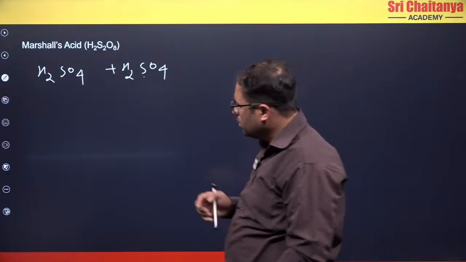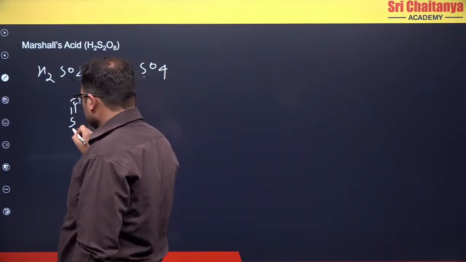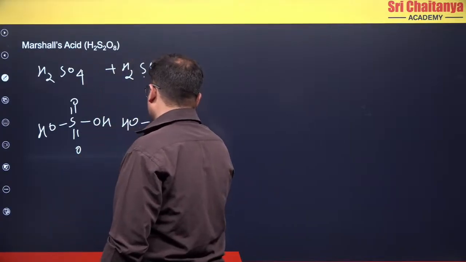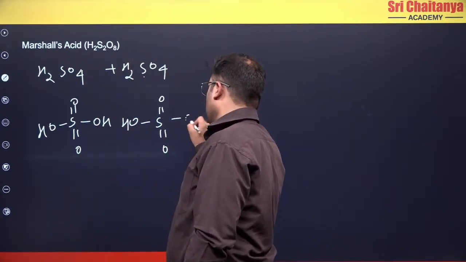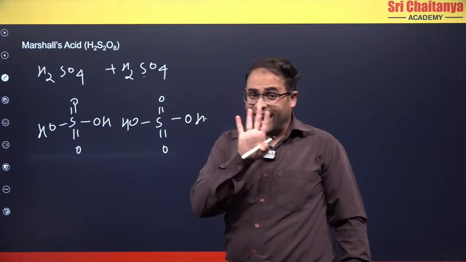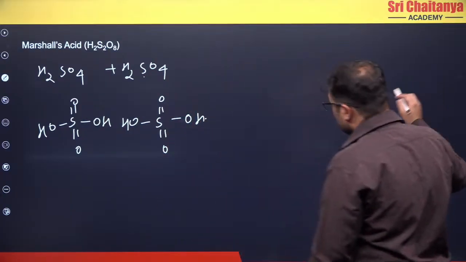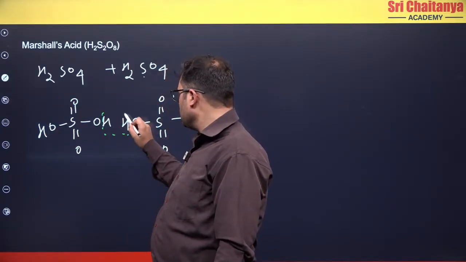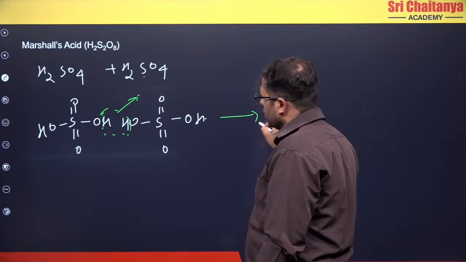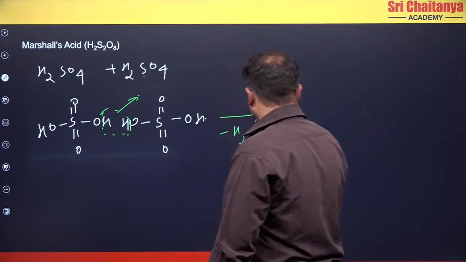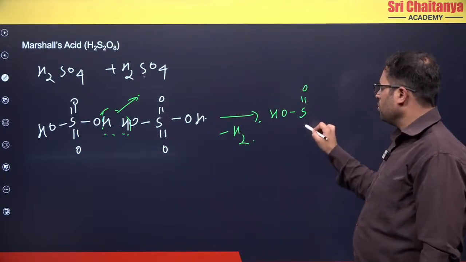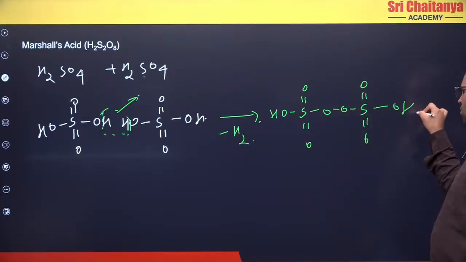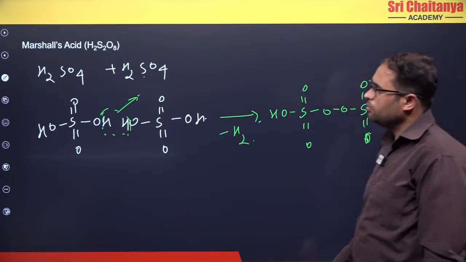So what to do? Write the structures first. So you have to remove 2 hydrogens, that is clear. What are you waiting for? Remove the 2 hydrogens. Remove these 2 hydrogens out of the picture. Minus H2, you will get Marshall's acid formula.